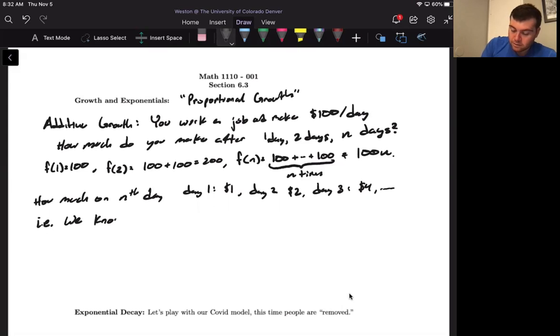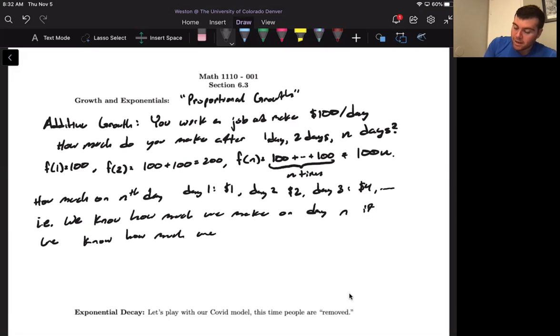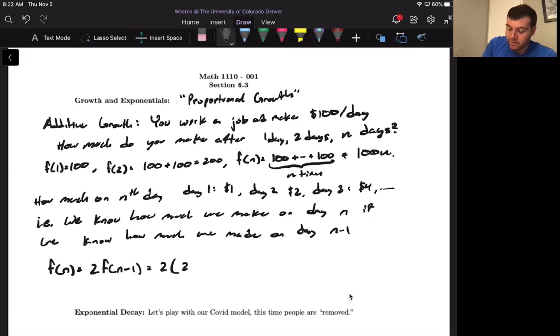We know how much we make on day n if we know how much we made on day n minus 1. So it has this relation that f of n equals twice what we made the day before. And we just keep carrying this out so that f of n minus 1 goes to 2 times f of n minus 2.